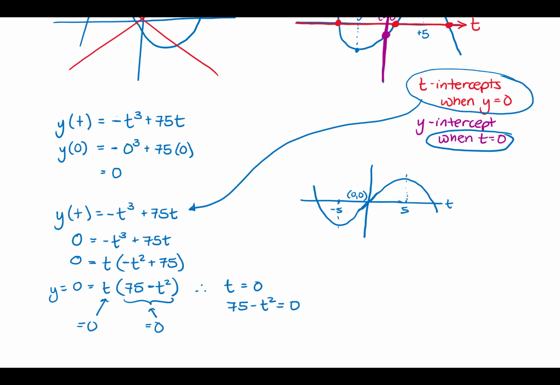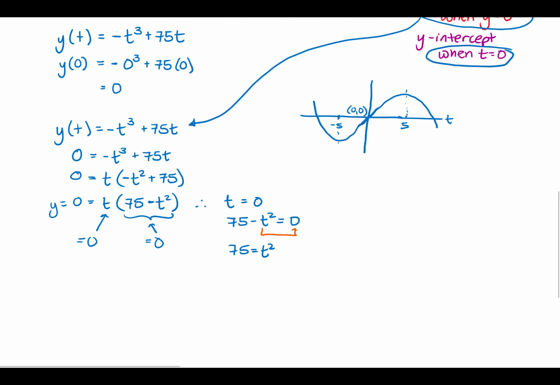Trying to solve for the t values for which that would apply, I'm going to move t² over to the other side of the equation. I have 75 is equal to t². Let's give myself a little bit more space. And then I take the square root of each side, and I get t is equal to plus or minus the square root of 75, or plus or minus 8.66025, and it goes on with decimals.